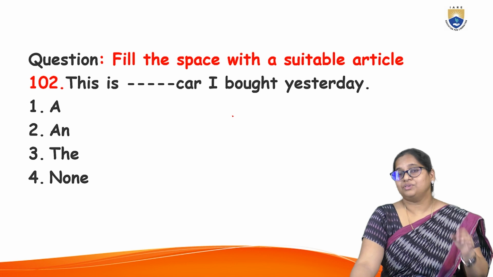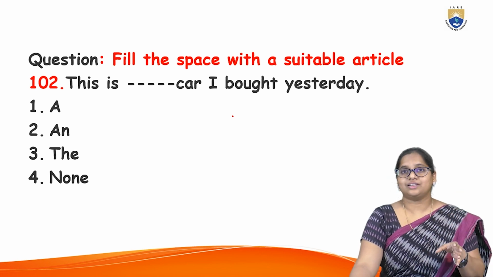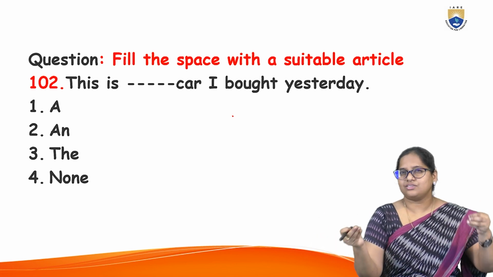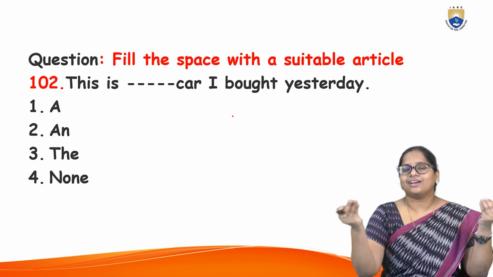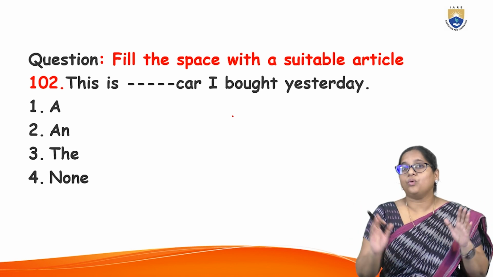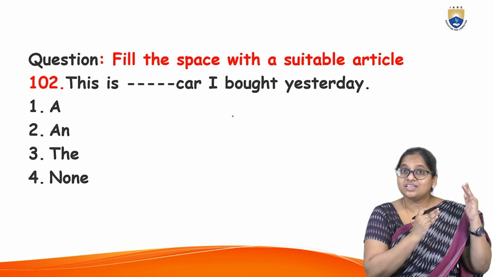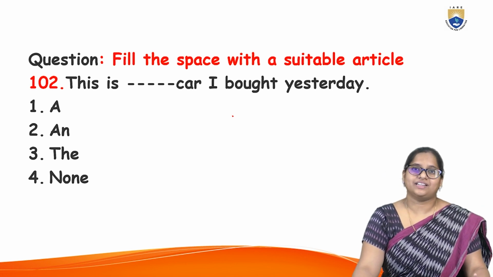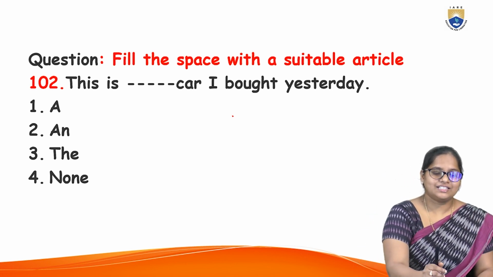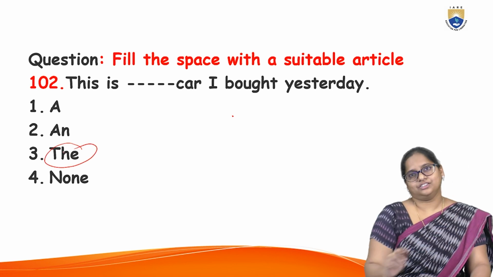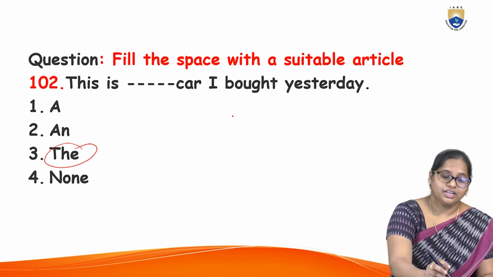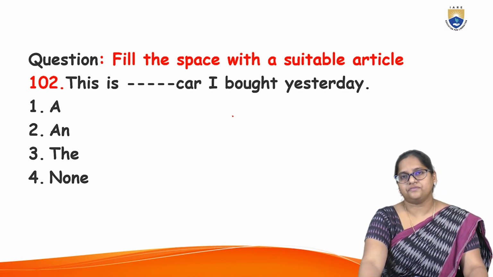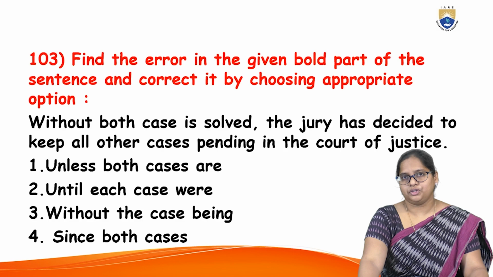Why? Because it is very particularly said, this is the car I bought. Not in general, this is not some car, not a random car somewhere. No, it is very specific. This is the car I bought yesterday. So that is why the definite article the should be used. It is very important to remember how you have to use the definite article and an indefinite article. So option A, the will be used.